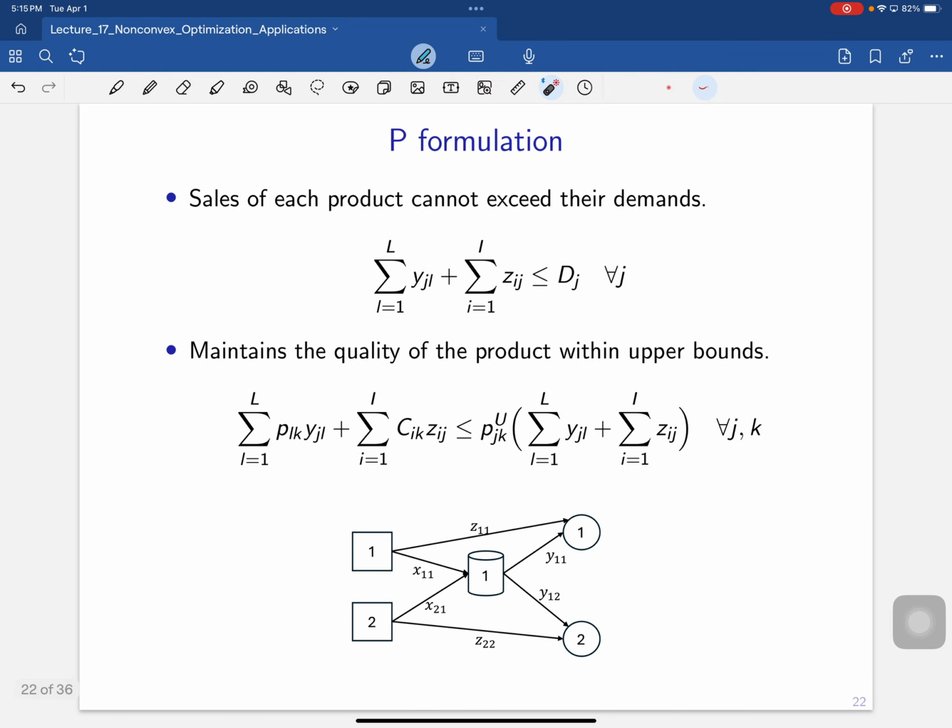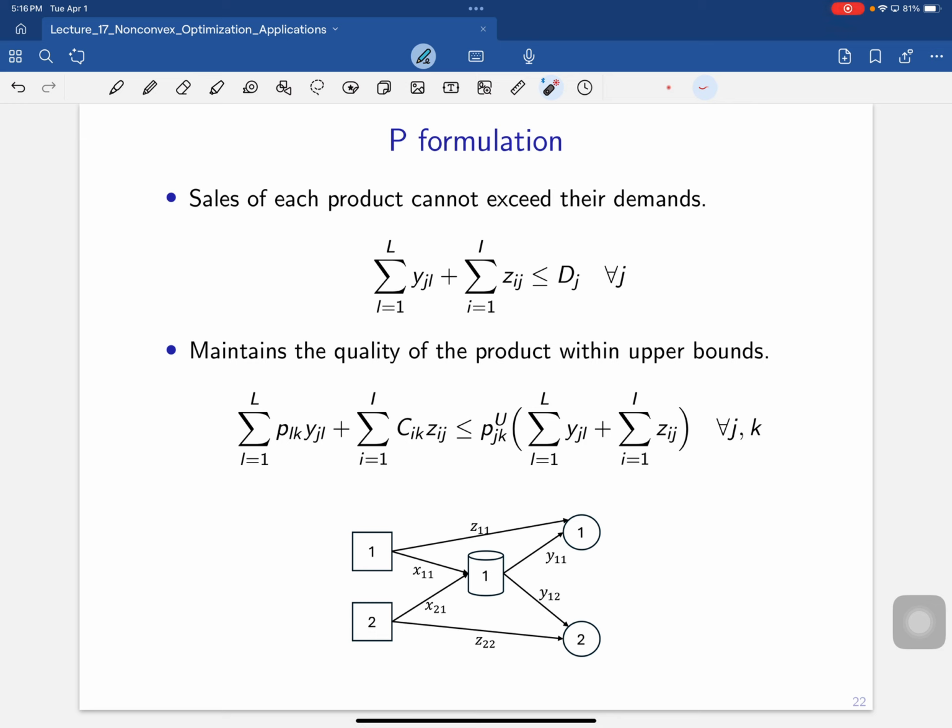Okay, and then we need to make sure the sales of each product cannot exceed the demand. Right? So for example, this is the demand of product 1, and these two edges are flowing into the demand tank. The sum of all the flows into the demand tank has to be less than or equal to the demand Dj itself. Right? You cannot sell more than what your customer demands.